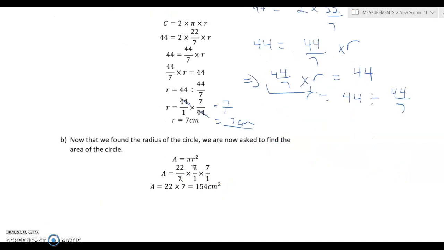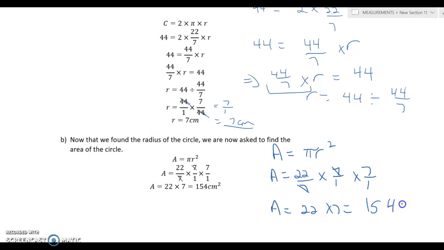Again, the formula to find the area of a circle is given in the formula sheet: A equals pi r squared. Again, remember, we're using pi as 22/7. Our radius here is 7/1 by 7/1. These two 7s could cancel. We're going to remain with 22 times 7, and we will get 154. It's not a hard question.